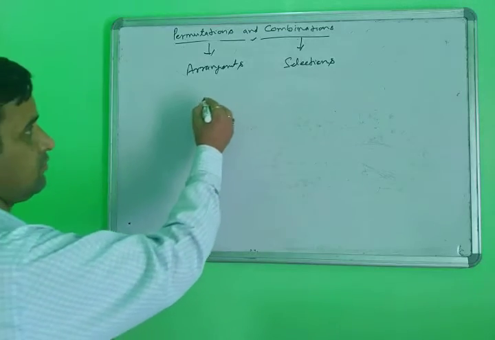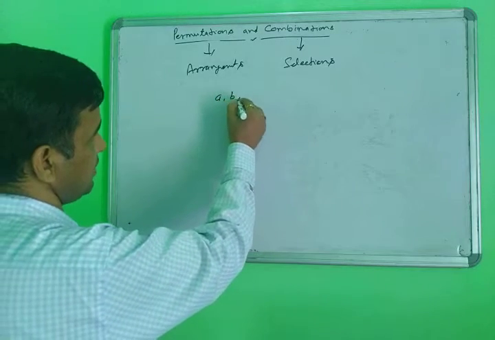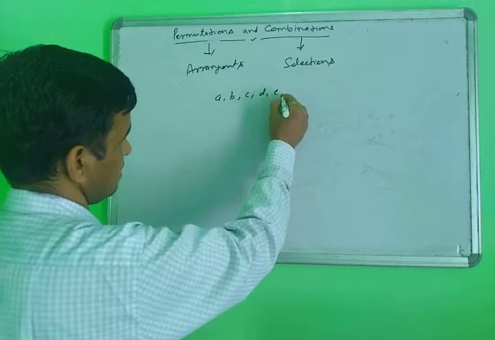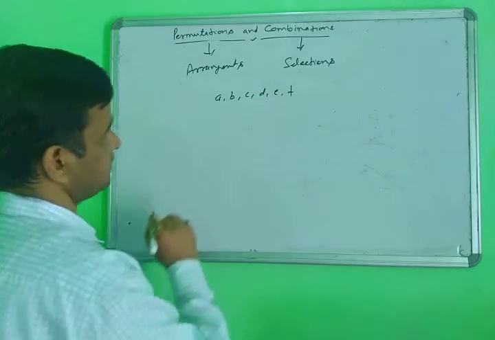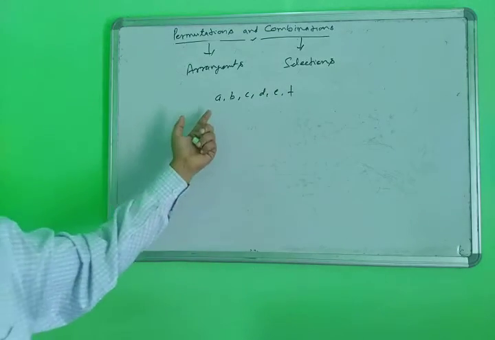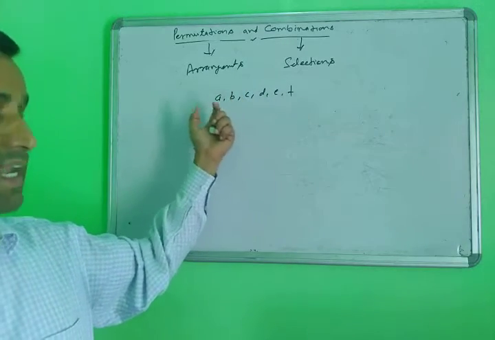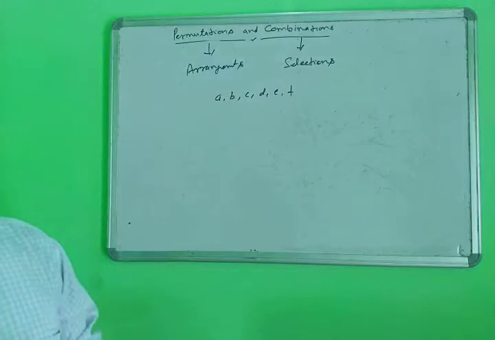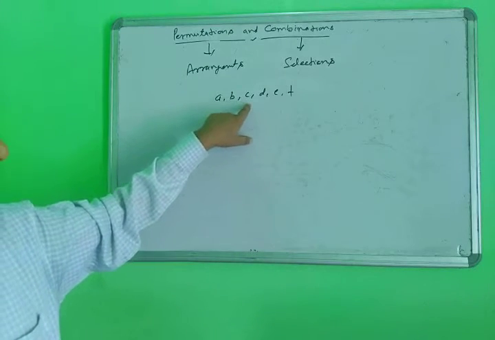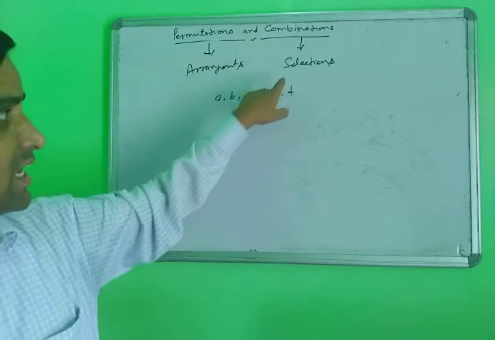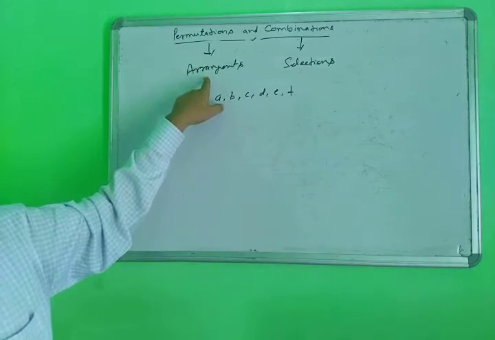Suppose you have A, B, C, D, E, F, 6 letters. First we select the letters, then we make the arrangements.